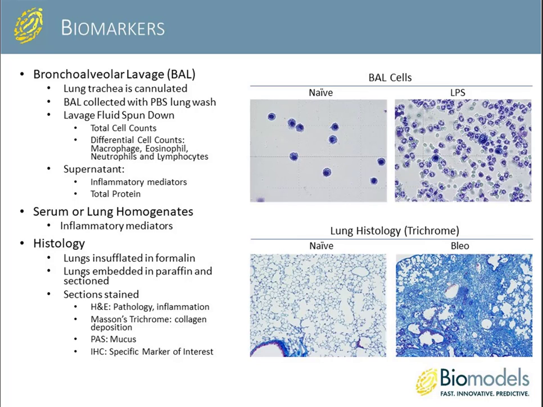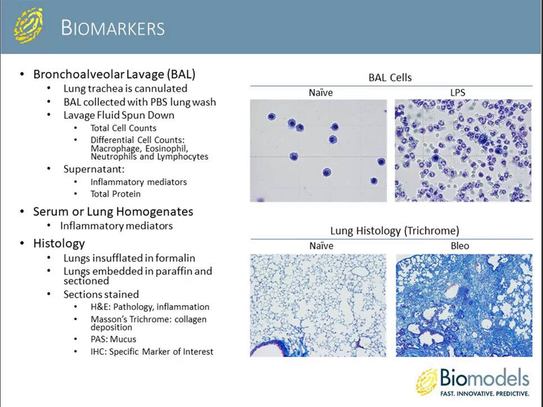Another big assessment of disease is done through histology. When we collect lungs at the end of a study, the lungs will often be insufflated in formalin, embedded in paraffin, and then sectioned. Then we have the ability to stain with a number of different histological stains, one being a hematoxylin-eosin stain to assess general morphology as well as inflammation. With that stain, we can gain a lot of information about cell types that are being found within the lungs. Additionally, we can stain with Masson's trichrome, which will look at levels of fibrosis and collagen deposition.